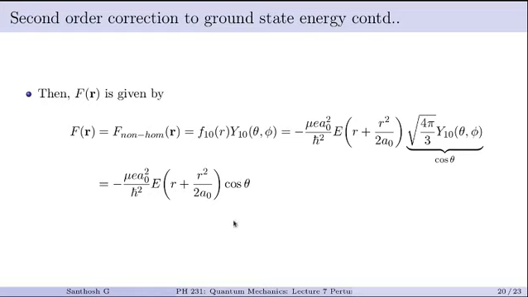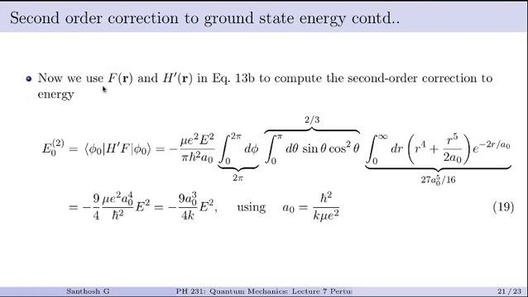We can write the solution in this particular form. Now that we have got f of r and h dash r, we can use equation 13b, that is the equation that gives a second order correction to energy, to compute the second order correction. So this is given by this expression. The second order correction to energy is given by this expression.